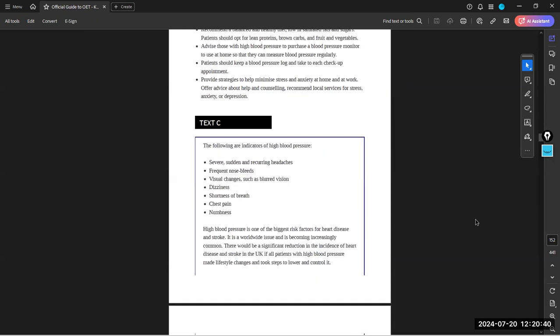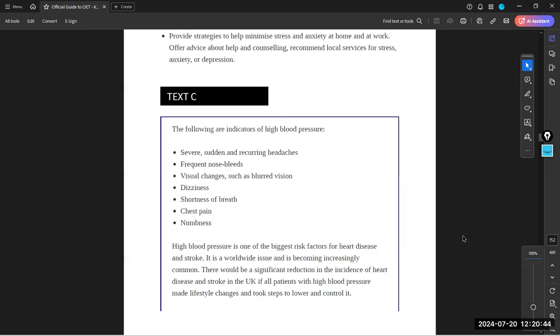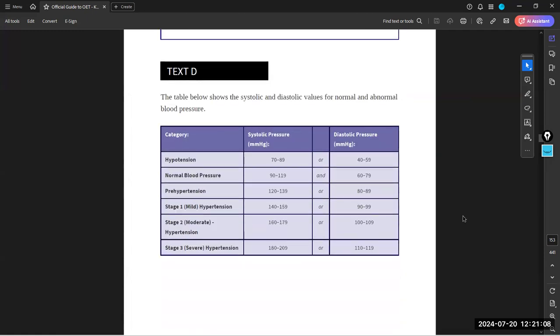Okay, so let me scroll down to text C, but let me zoom in. Okay, now this is text D. As I told you, this is a kind of a drawing. At least one of them is going to be a drawing. This is a table chart. Oh, okay. So thank you so much. Now let me zoom in.